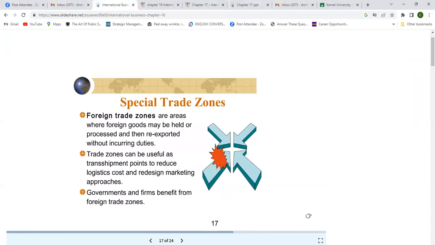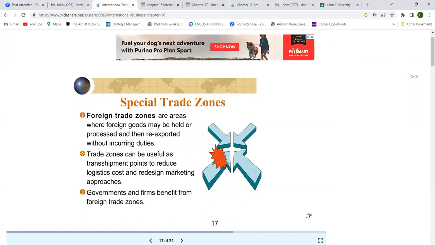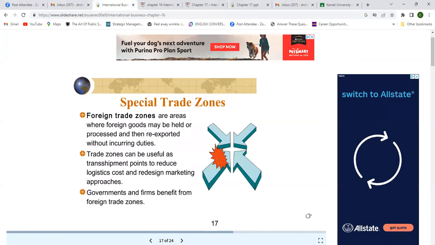Special trade zones. Foreign trade zones are areas where foreign goods may be held or processed and re-exported without incurring duties. Trade zones can be useful as transshipment points to reduce logistics costs and redesign marketing approaches. Governments and firms benefit from foreign trade zones.